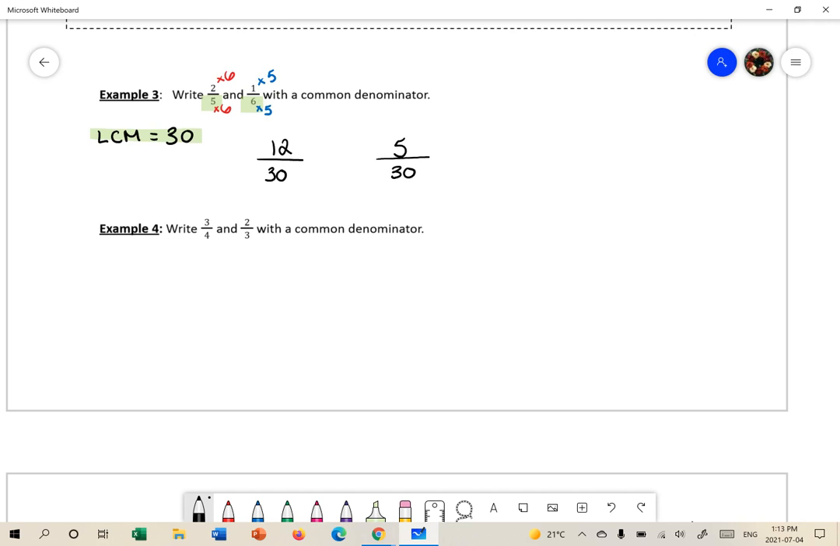Example 4, we're going to do this again. Step 1 is finding the lowest common multiple between 4 and 3, which is 12. So we're no longer going to use the denominators 4 and 3. We're now going to use the denominator 12 for both fractions. To get 12, I multiplied 4 by 3. So I'm going to multiply my numerator by 3 as well. For the second fraction, I multiplied the denominator by 4 to get 12. So I'm also going to multiply my numerator by 4 to get my new numerator, which would be 8.